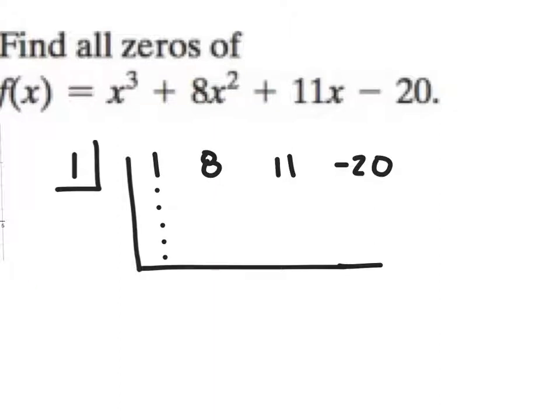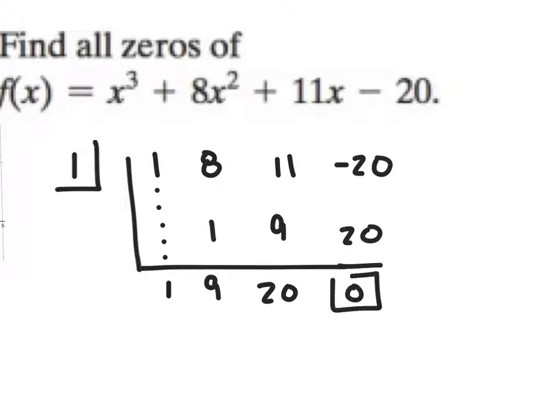So I'm going to drop down my 1. 1 times 1 is 1. 8 plus 1 is 9. 1 times 9 is 9. 9 plus 11 is positive 20. Then 1 times 20 gives me positive 20. Negative 20 plus 20 gives me a remainder of 0.